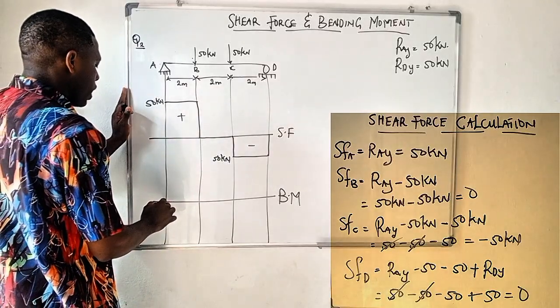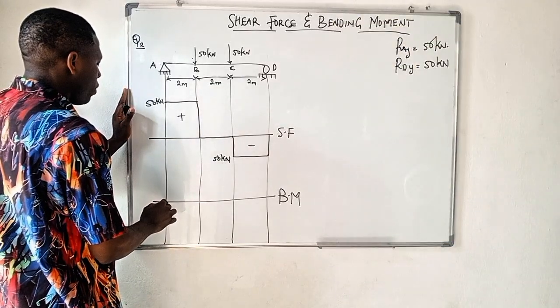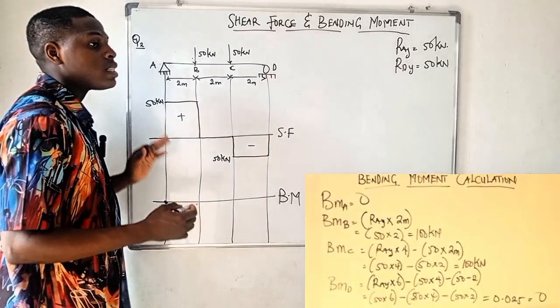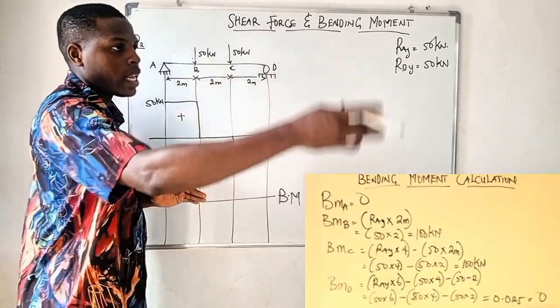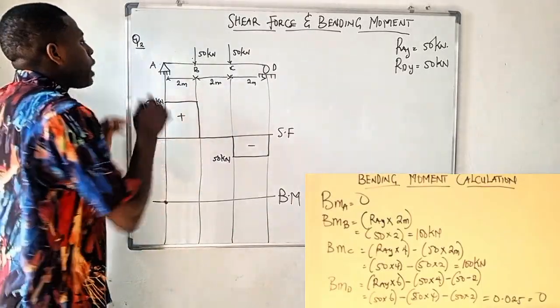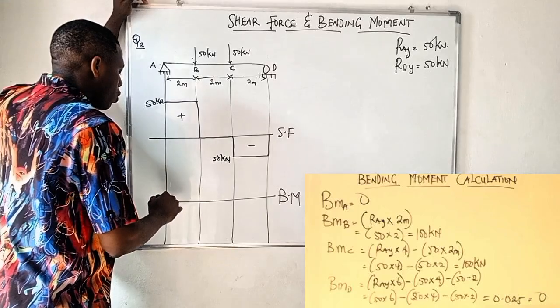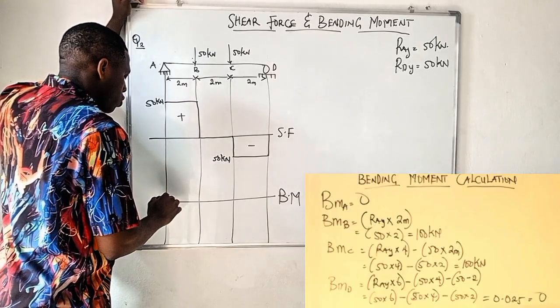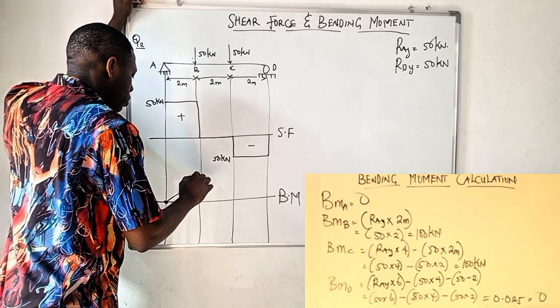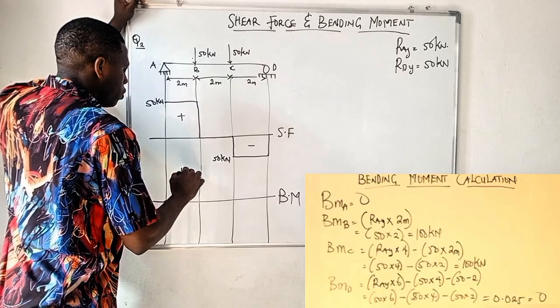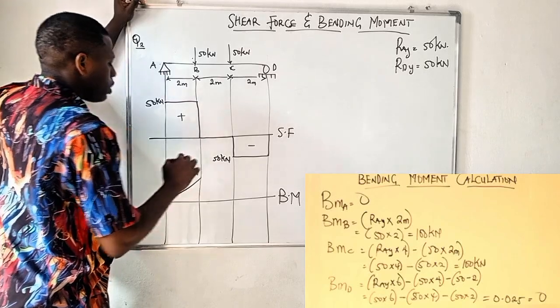Now for your bending moment, at point A it was 0. So we have the origin. Now how do you draw your bending moment? Your bending moment at this point is always slanted. So bending moment at point B, we had 100 kilonewton. So you slant it to be at this point, and we'll call this 100 kilonewton.